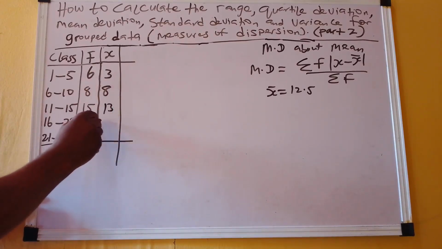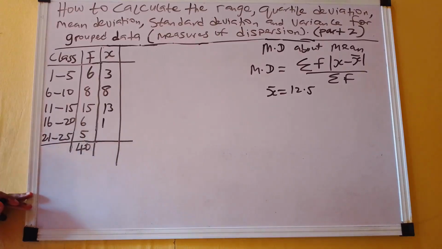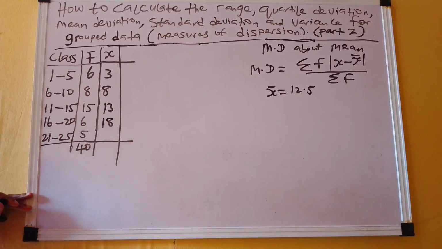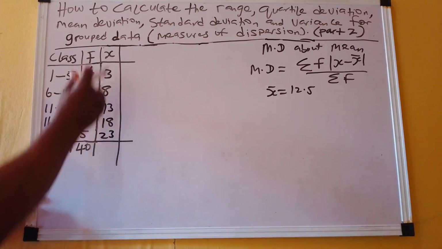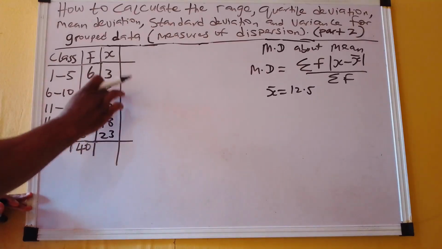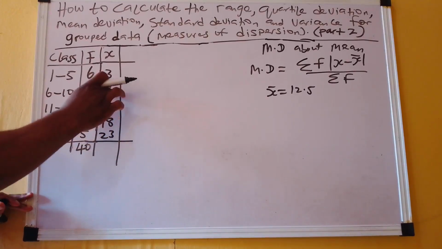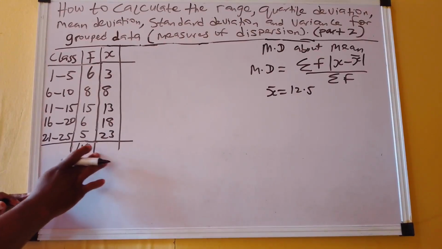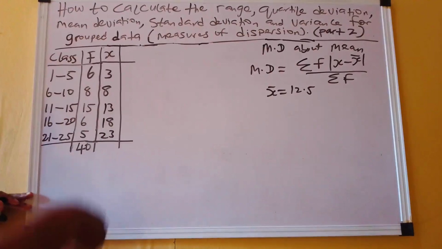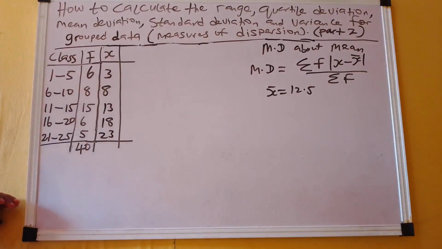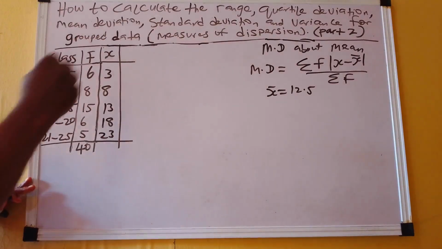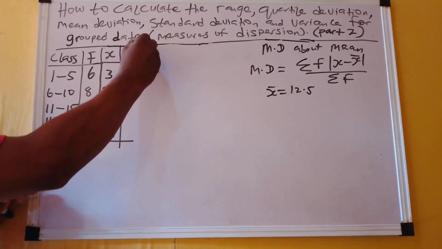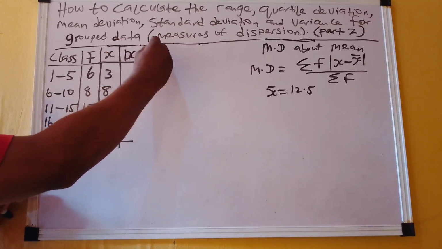Then the next one is 16 plus 20, that is 36, divided by 2 is 18. The next one is 46, divided by 2 is 23. You will see the difference here in the class width. 8 minus 3 is 5, 13 minus 8 is 5, 18 minus 13 is 5, 23 minus 18 is 5. So you will see the class size right there in the value of x. So we can now come and create another column for x minus x bar in absolute value.